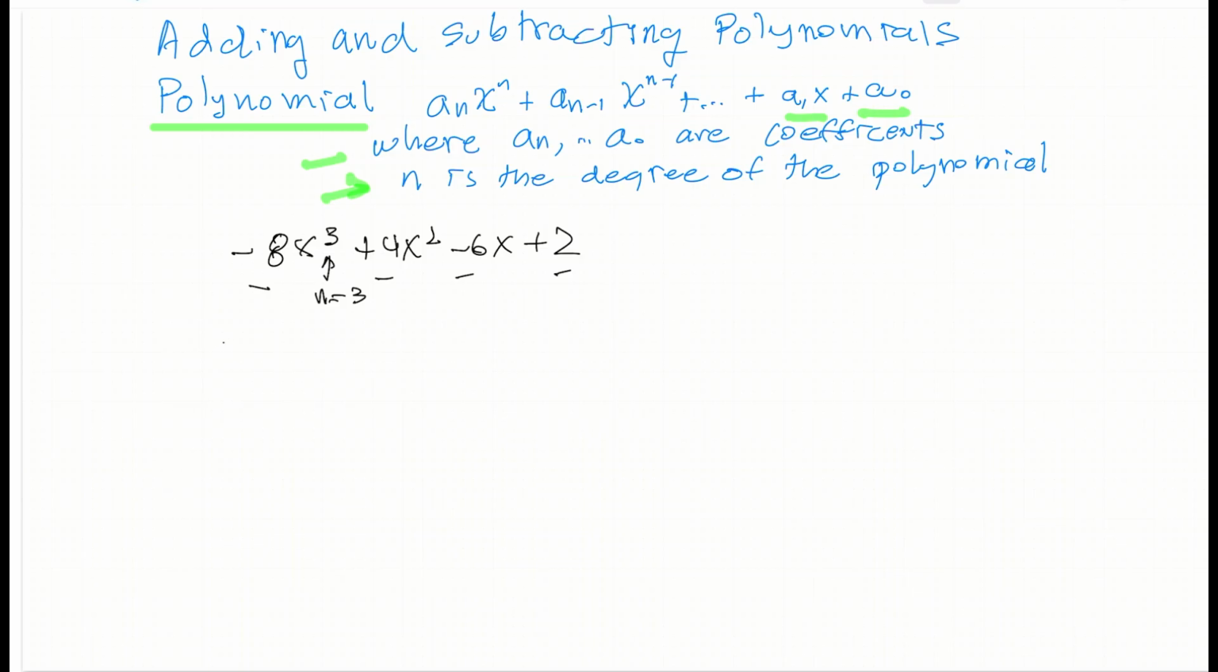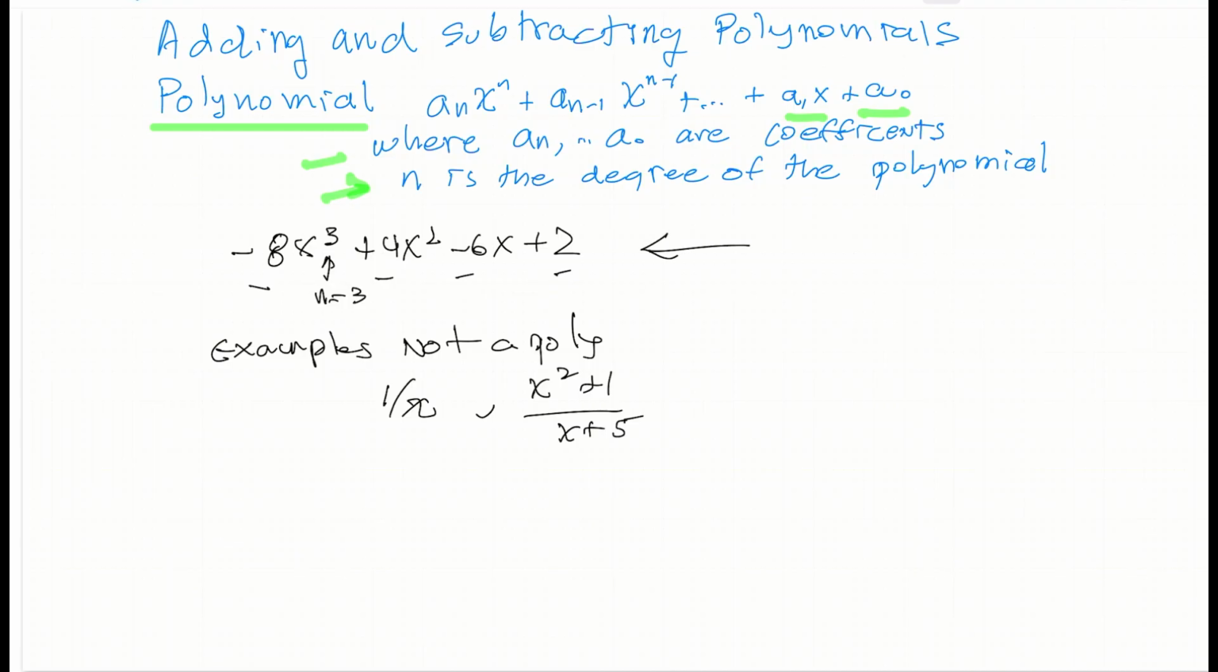Now let's look at some examples of not a polynomial. This would be like 1 over x, because here the power of the polynomial is a negative number. So these are all n's, they've got to be positive numbers. And the other example would be x squared plus 1 divided by x plus 5. There we have the ratio of two polynomials, so that's not going to be a polynomial in itself. So this is going to be our standard form, the things we call polynomials.